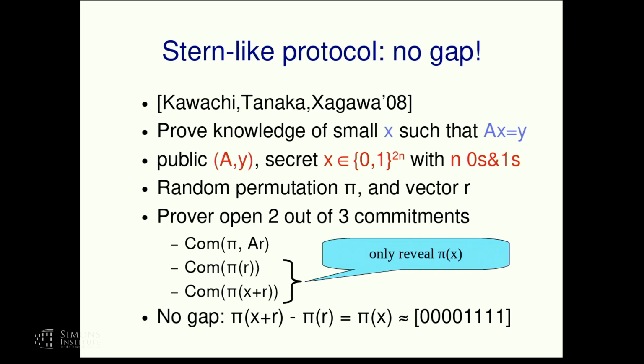Now, there is a way to reduce this gap, and this is what was first done for a variant of CVP by Kawachi, Tanaka, and Sagawa. This is the paper I mentioned before, where they suggested to use lattices to build the commitment schemes.